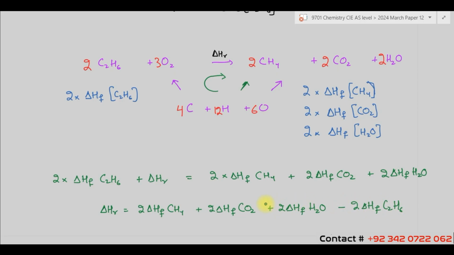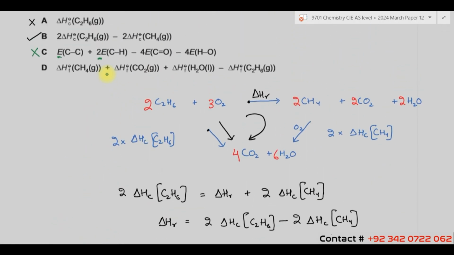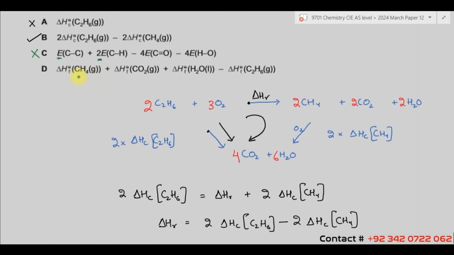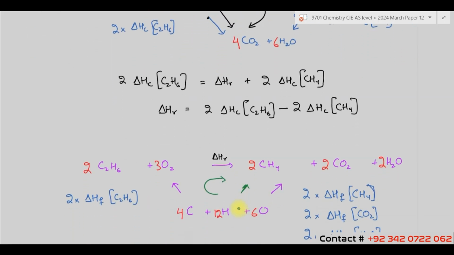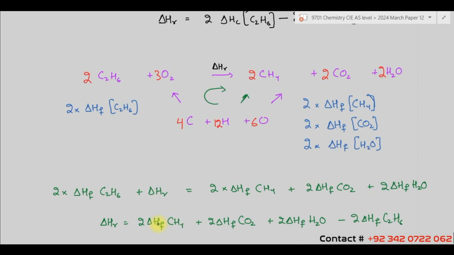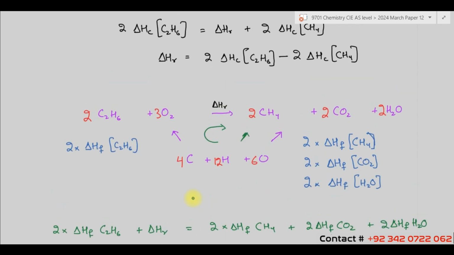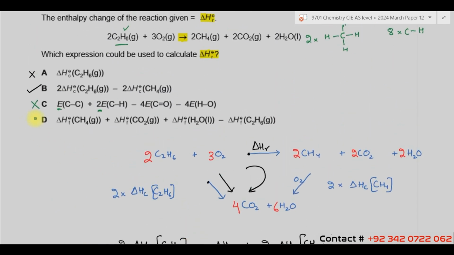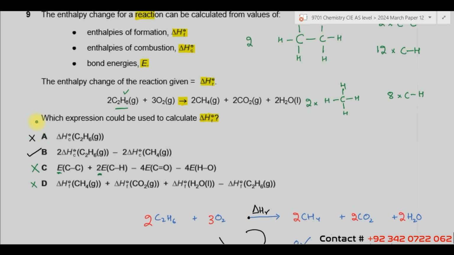Let's see what they have given us. So delta HF CH4 plus delta HF CO2 plus delta HF water minus this, but they haven't added the number of moles. So there are 2 moles of each, so that's why this is incorrect. Correct answer is therefore B.